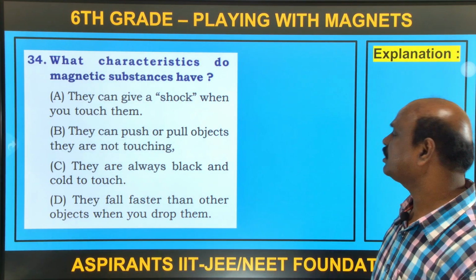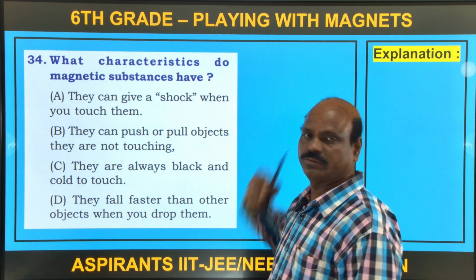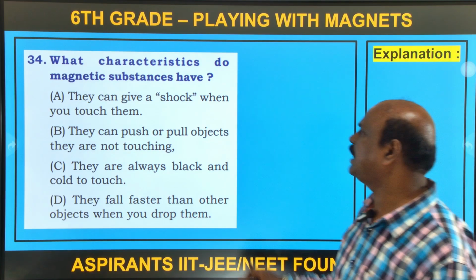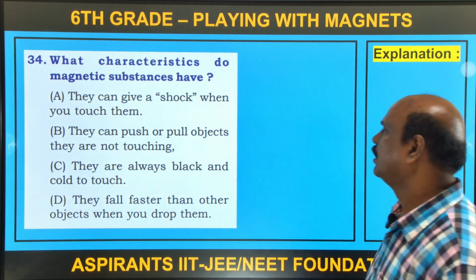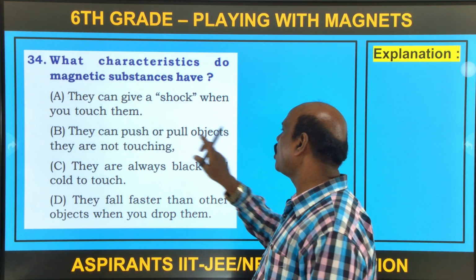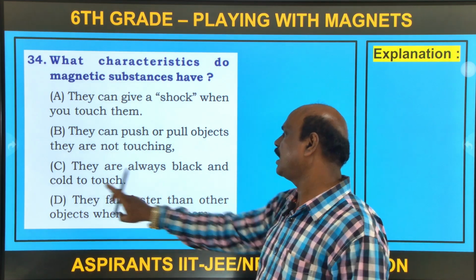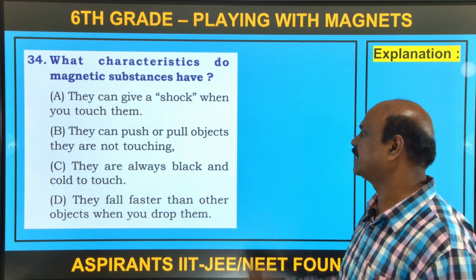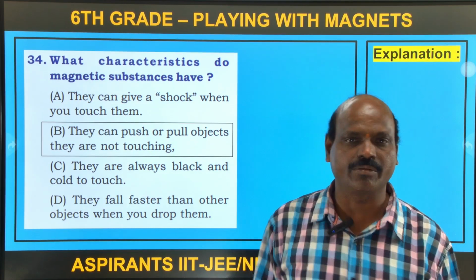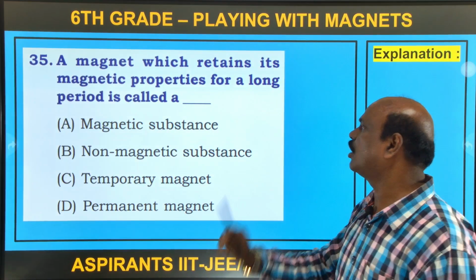Next, what characteristics do magnetic substances have? Generally, you know that, what? They can give a shock when they touch? No. They can push or pull objects without touching. They are always black and cold? They fall faster than other objects? So they can push or pull objects without touching, meaning like poles repel, unlike poles attract. That is about the characteristics.